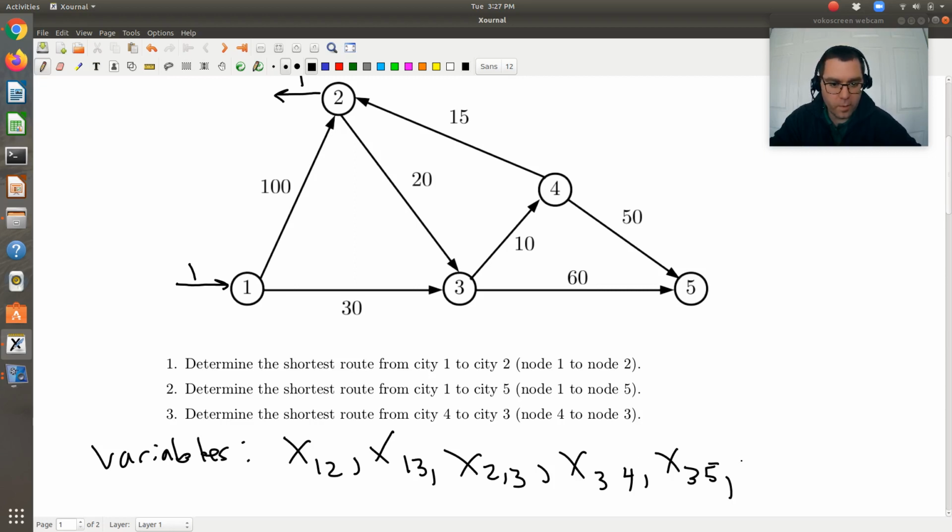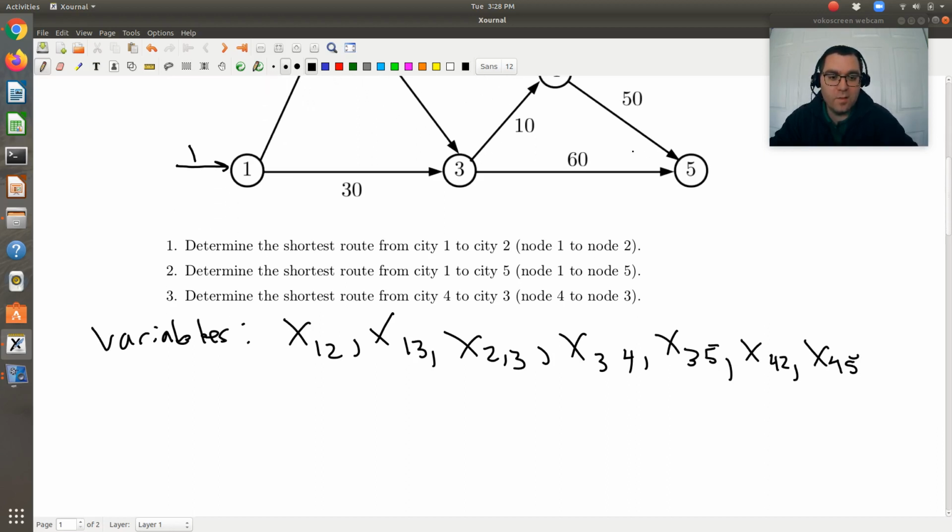Now I go to 4. I have x42 and x45. Okay, go to node 5. There's nothing exiting node 5. Okay, so I'm going to have 1, 2, 3, 4, 5, 6, 7 possible routes. So I've got them all.